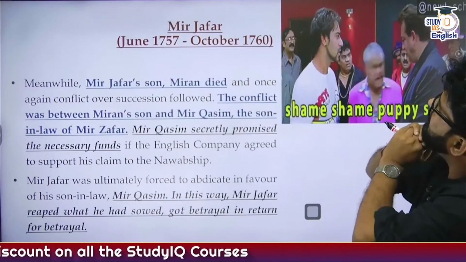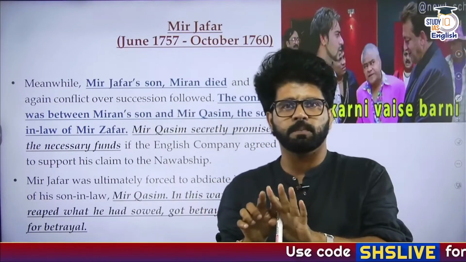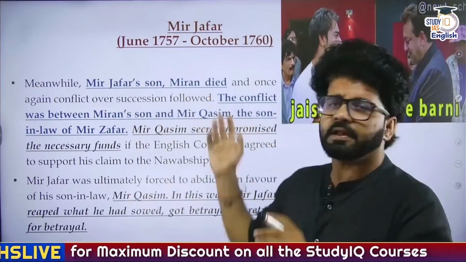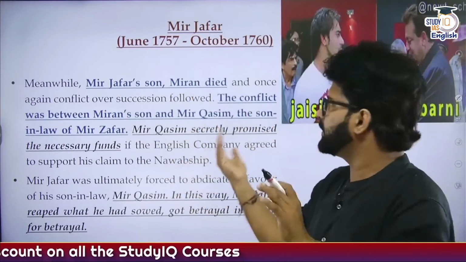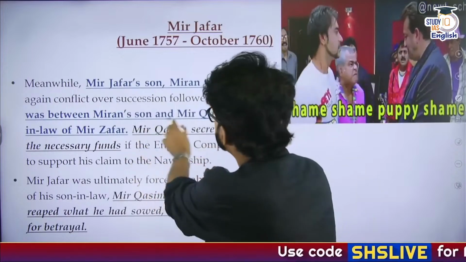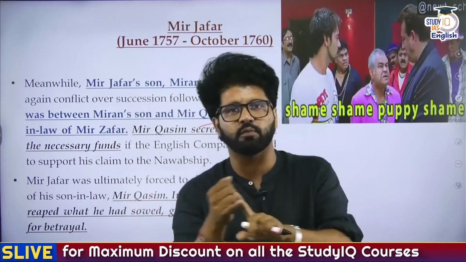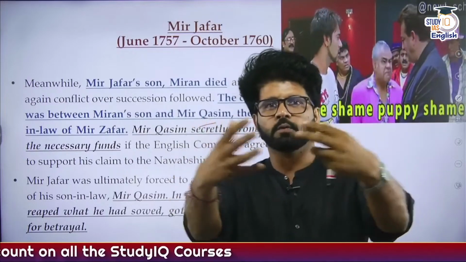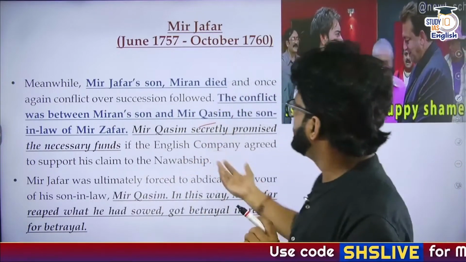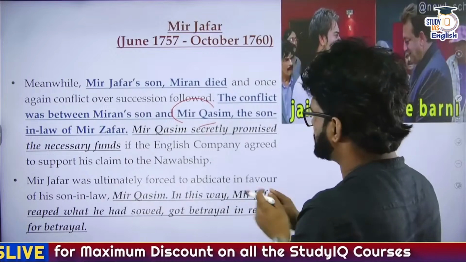Mir Zafar, June 1757 to October 1760. Now we have already discussed this, there are two major players who could be the successor of Mir Zafar. One is Mira, the son of Mir Zafar. He is dead, he's no more, so he cannot be the successor. But the grandson part, which we have discussed earlier, is the conflict over who will be the successor: Mira's son, and Mir Qasim, the son-in-law of Mir Zafar. And in this war of succession, it's not exactly a war, because the Britishers or the EIC are basically deciding who will be the successor of Mir Zafar. You will see that Mir Qasim wins because he promises a lot of stuff, and that is what is being written here.